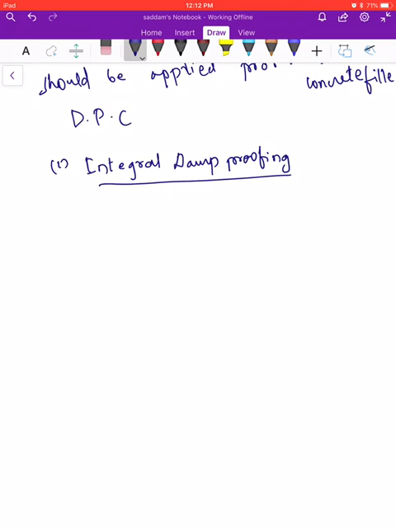So first, what we do is, in the cement concrete mix itself, we add a certain waterproofing compound. Okay, so it consists of cement concrete mix plus waterproofing compound.